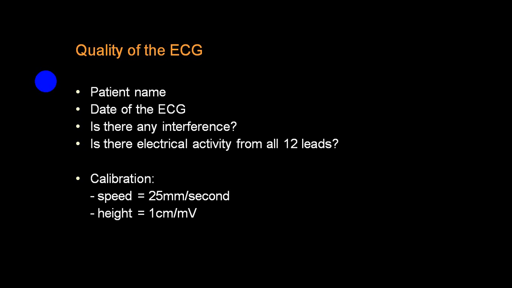Always look at the patient name, date. Is there any particular thing mentioned on the ECG paper, or a reference letter, and try to find out for what purpose the ECG was taken. And are there any disturbances in any of the leads? Look at the speed. It should be 25 millimeter per second, and look at the amplitude. It should be 10 millimeter for 1 millivolt.